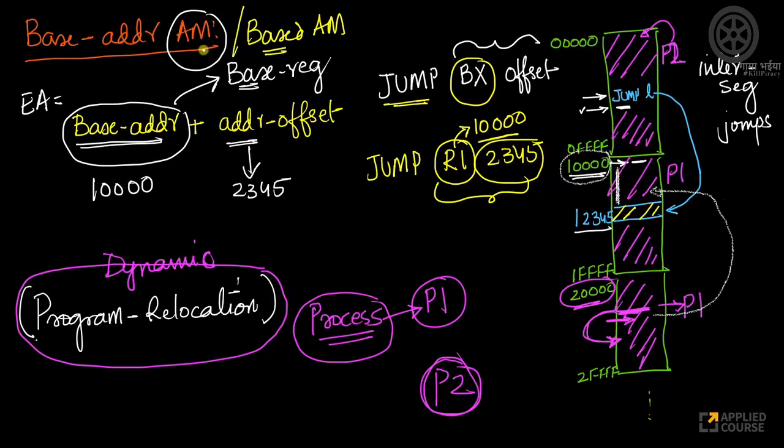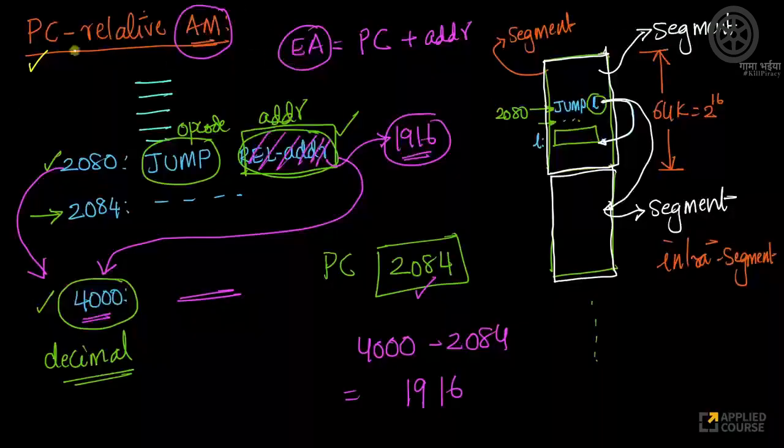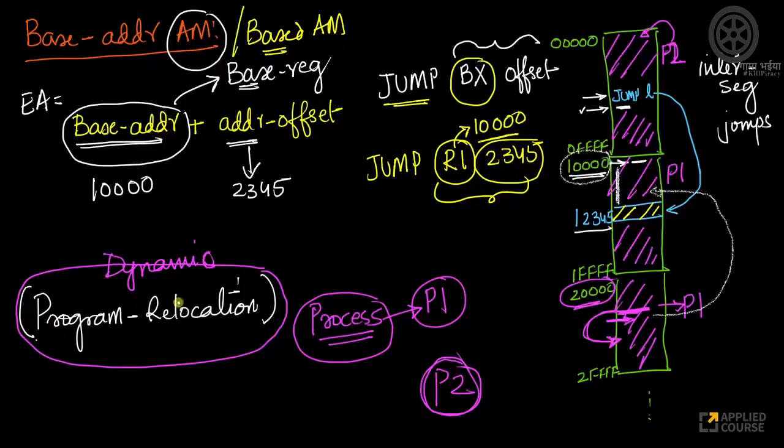So base address addressing mode, or based addressing mode, and PC relative addressing mode help you perform dynamic program relocation, or dynamic process relocation, which means the operating system, not you, can move around your program from one segment to another very easily without significantly disrupting the execution of the program. Everything will still work. This is a very, very important concept as far as addressing modes is concerned.